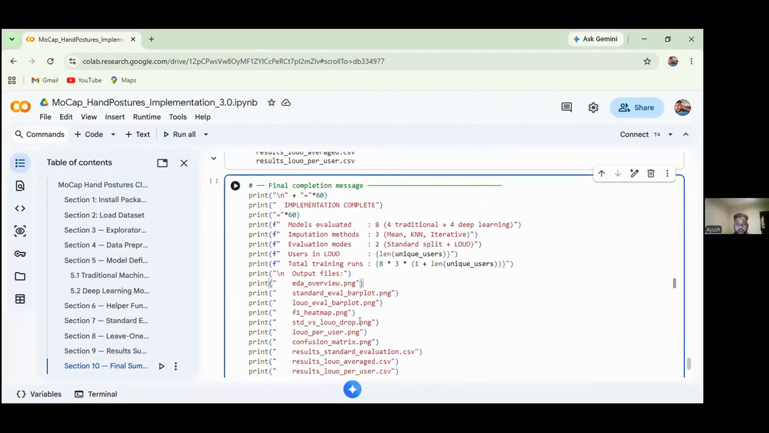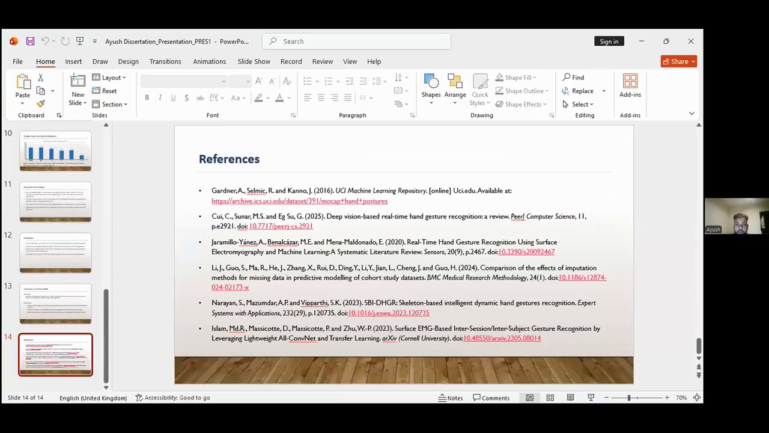This is my code. You can see this is all the code. This is all the coding which I used.